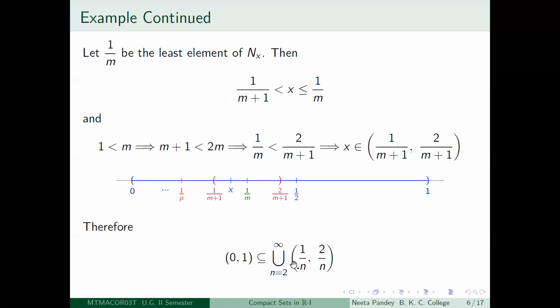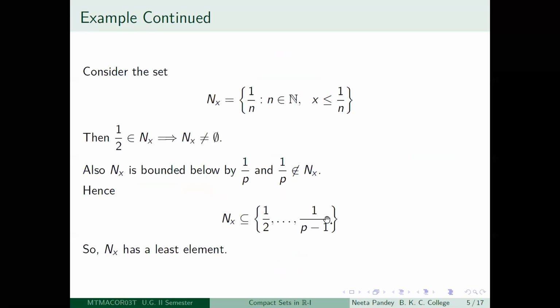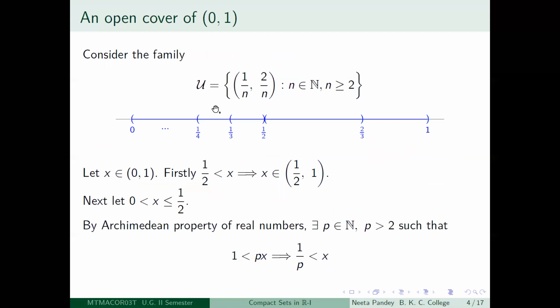And hence, this family which we had written in the very beginning, script u, equal to 1 by n to 2 by n, where n is a positive integer greater than or equal to 2, is forming an open cover of open interval 0, 1, right? So you had to do some work to prove this.